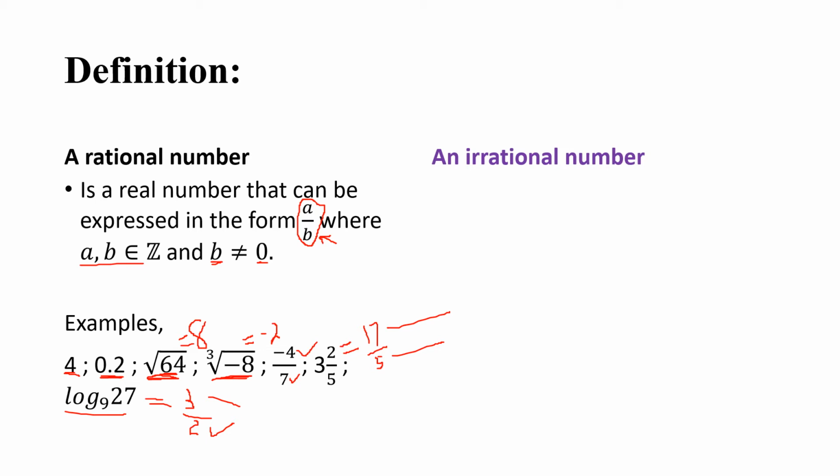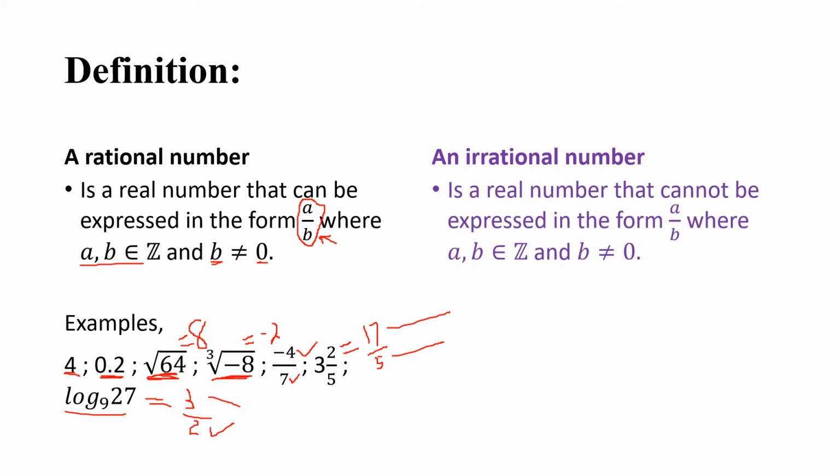On the other side, we have an irrational number, which is a real number that cannot be expressed in the form a over b, where both a and b are integers and b is strictly not equal to 0. For example, we have the square root of 3. We can't express the square root of 3 in the form a over b, where both a and b are integers.